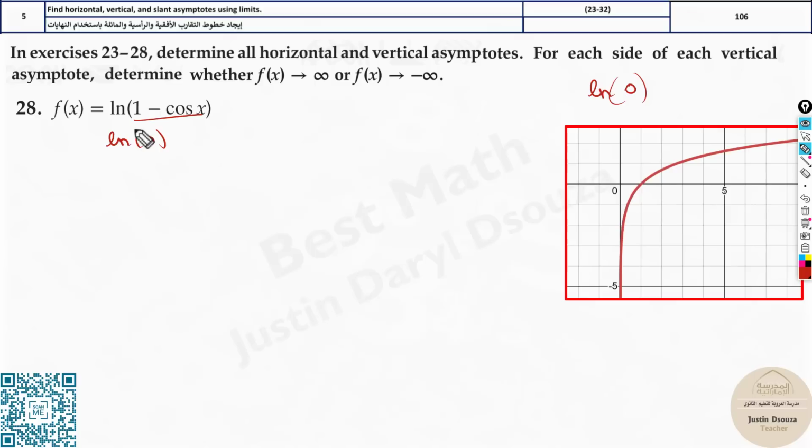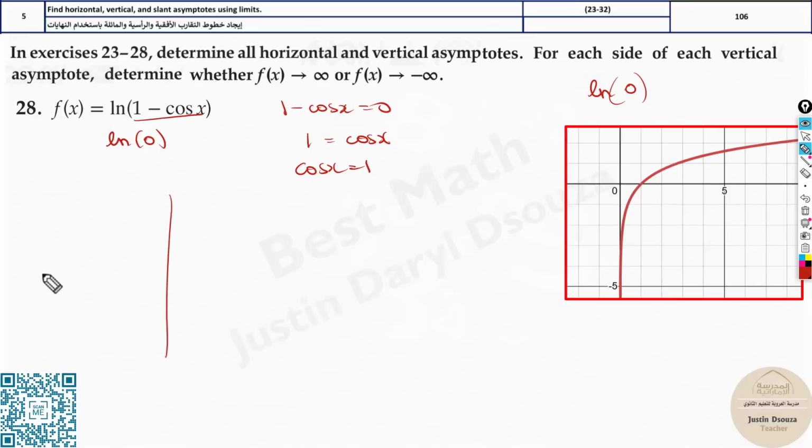Now, how do we find the vertical asymptotes? Whatever is inside the brackets must be equal to 0. 1 minus cosine x is equal to 0. Let's solve it. 1 is equal to cosine x. Let me write cosine x is equal to 1. In this case, you need to know the cosine graph as well, because whenever the cosine graph is 1, the argument becomes 0 and the logarithm is undefined. There are vertical asymptotes there.